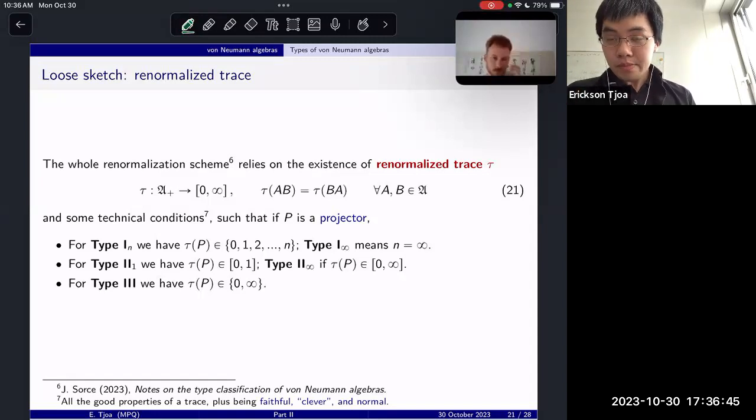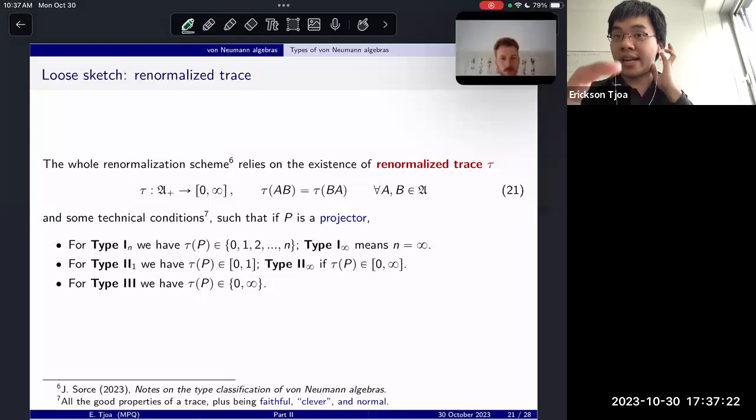So for example, to make connections with the more mathematical treatment of von Neumann algebras, basically what you are asking is the existence of what we call the renormalized trace, which is basically something acting on positive operators that can spit out positive real numbers from 0 to infinity, and this behaves like a trace. So you realize that this tau actually looks like an algebraic state, except that it only acts on the positive operators, and it only spits out not generic complex numbers, but only positive real numbers, not negative real numbers.